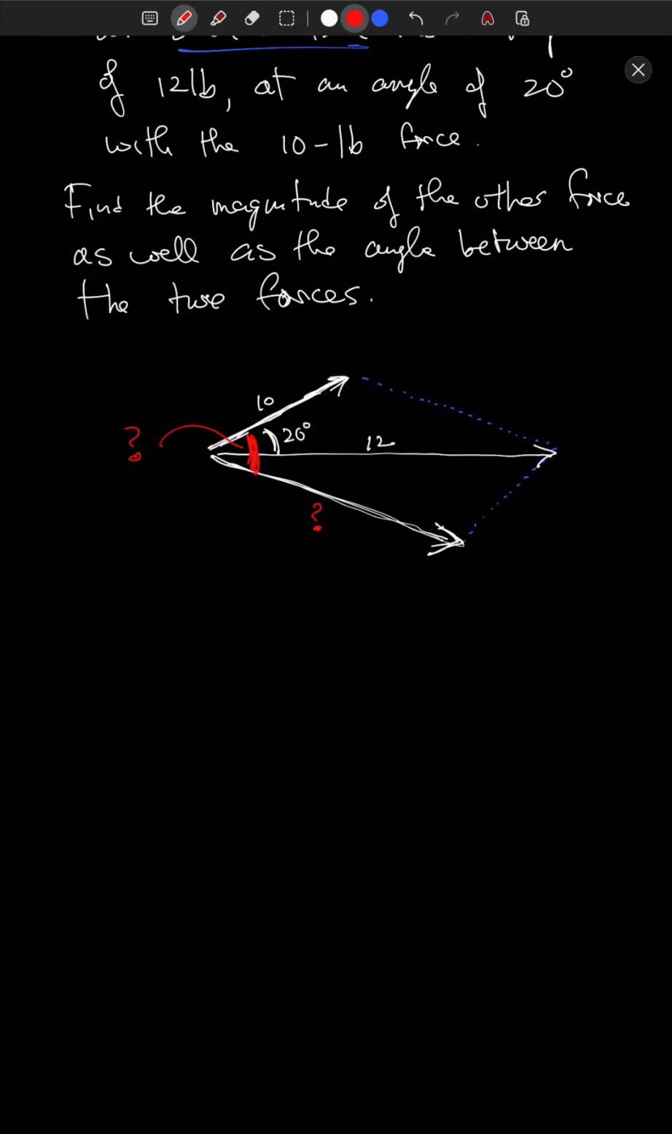Let's see. So the way we're going to do these problems, again, we're focused on doing these from the trig point of view. So the way I'm going to look at it is that we have two congruent triangles.